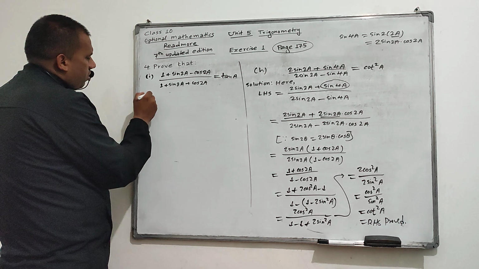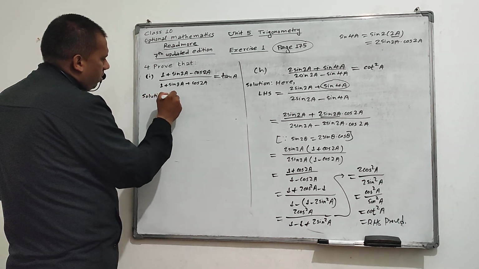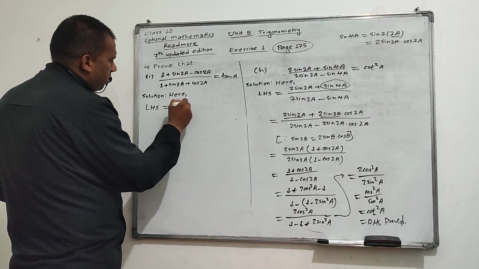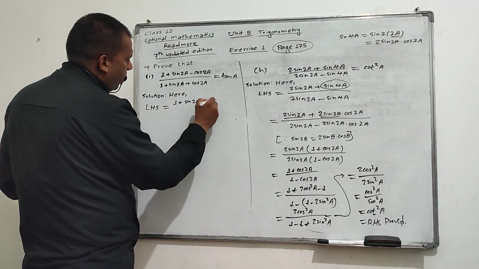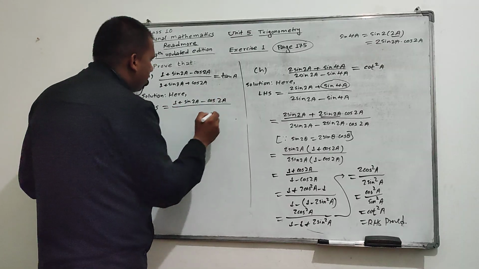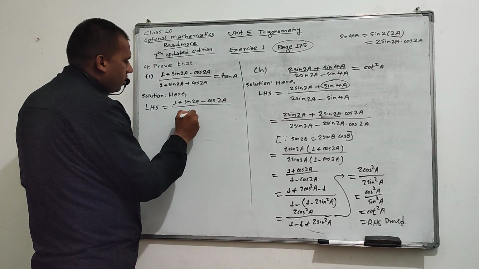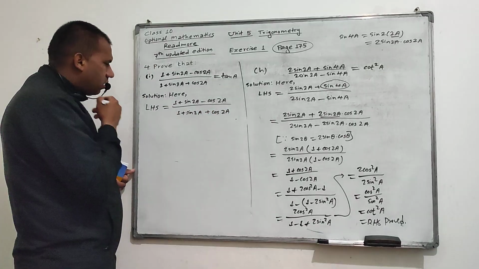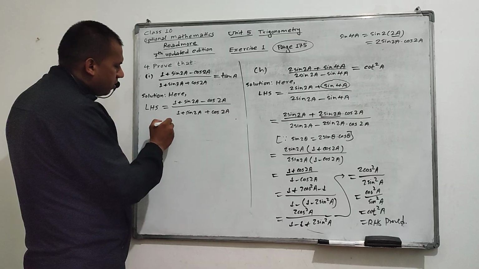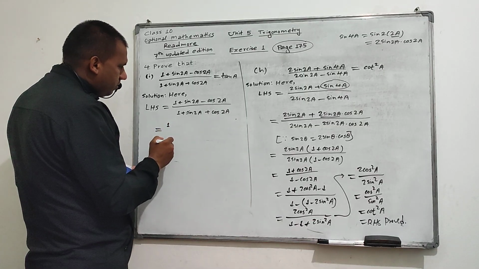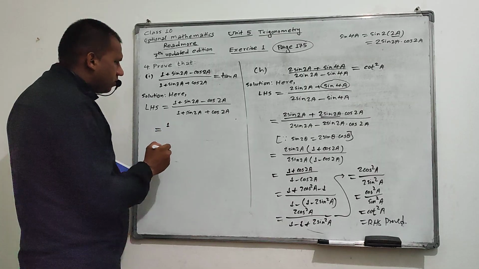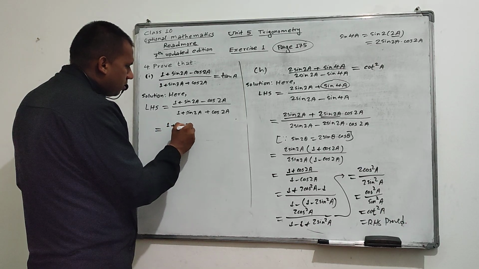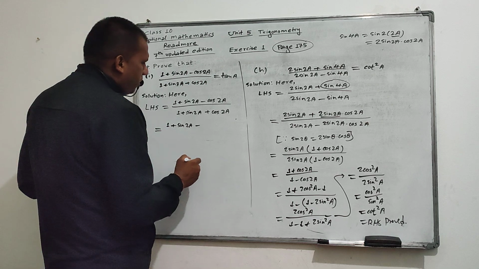Now a solution. Here LHS equal to 1 plus sine 2a minus cos 2a whole upon 1 plus sine 2a plus cos 2a. Now this equal to 1 plus sine 2a minus cos 2a.